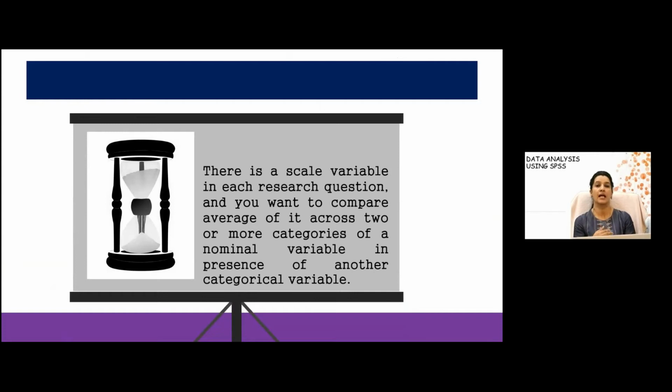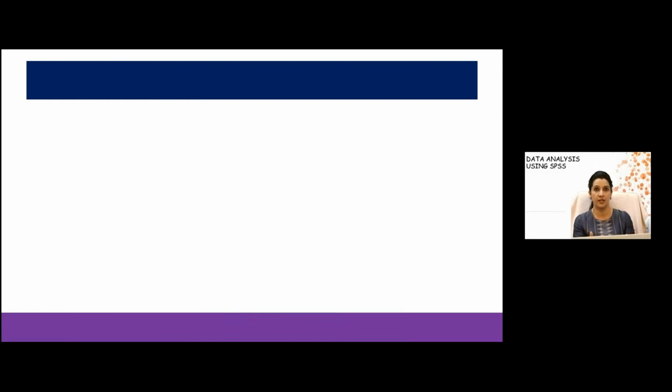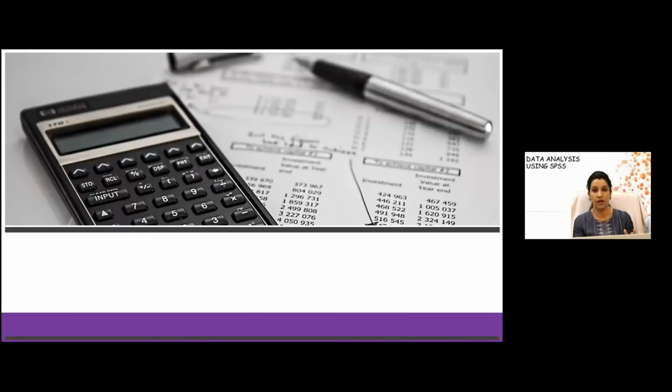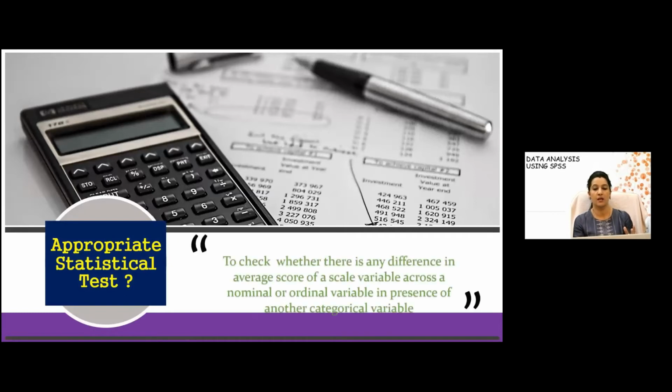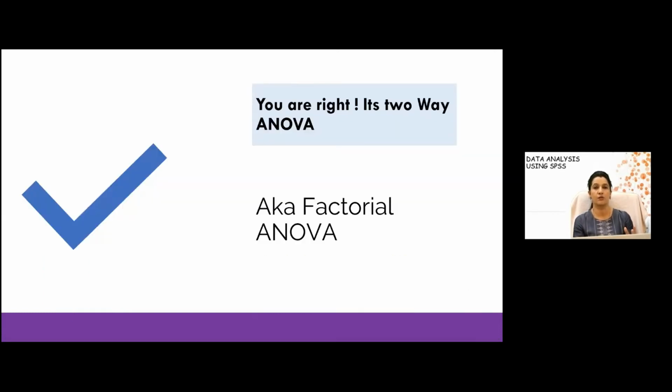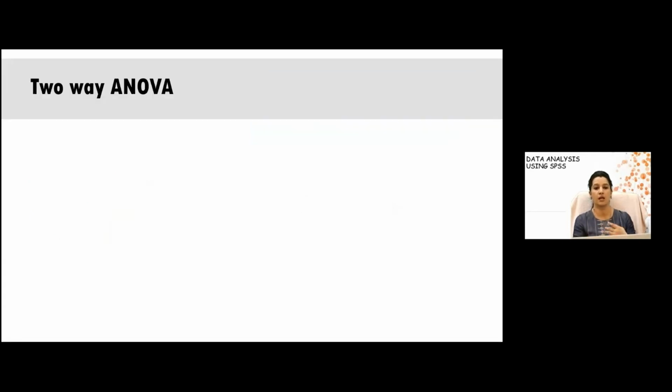So now what we have observed in all these cases is that there is a scale variable in each research question, and I want to compare the mean of this across 2 or more categories in the presence of another categorical variable. So I want to see the interaction of 2 independent variables on one continuous dependent variable. So the appropriate test for this is a two-way ANOVA, which is also known as a factorial ANOVA. Because we make cells out of those categories, that's why we call it a factorial ANOVA.